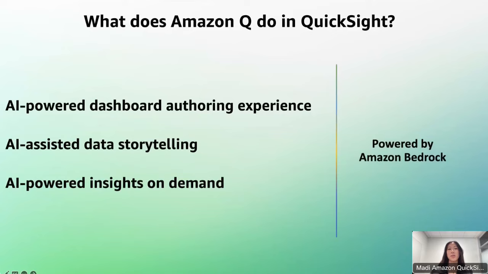Okay, so what exactly is Amazon Q and what does it do in QuickSight specifically? So Amazon Q is powered by Amazon Bedrock within AWS, and it's your AI-powered assistant to help you in your QuickSight account. It allows users to use natural language to build your dashboards, and it provides generative insights on your data through data Q&A, executive summaries, and data storytelling, which we'll get into right now.